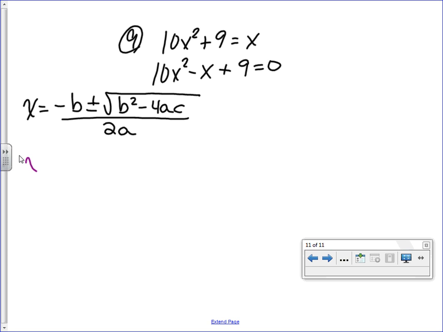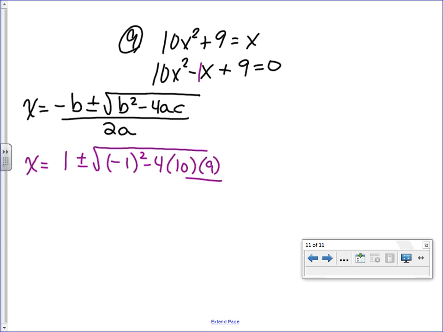Go ahead and start plugging in the numbers. I've got a negative b, and the b for us is a negative 1. So that negative and that negative are going to make it a positive 1 for me. B, we're going to replace that with a negative 1. For a, we're going to use the 10. And for c, we'll use the 9. And right below that, we've got 2 times a. A for us is the 10.